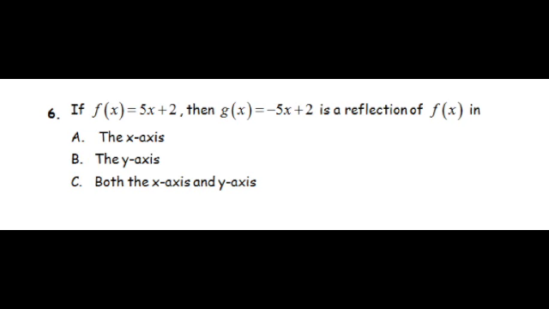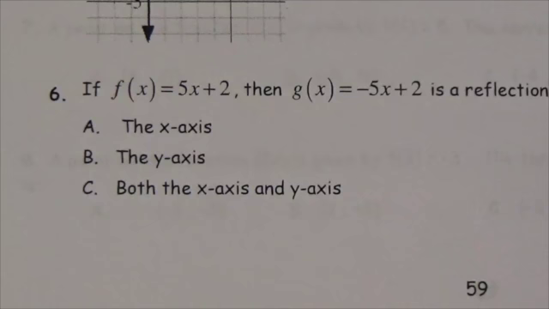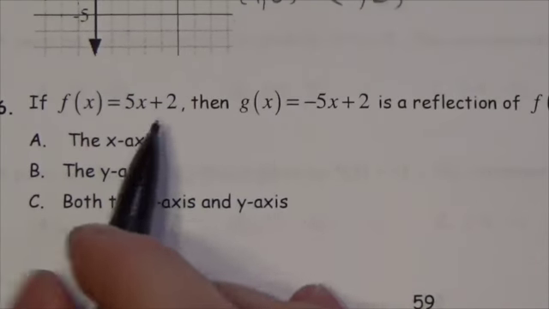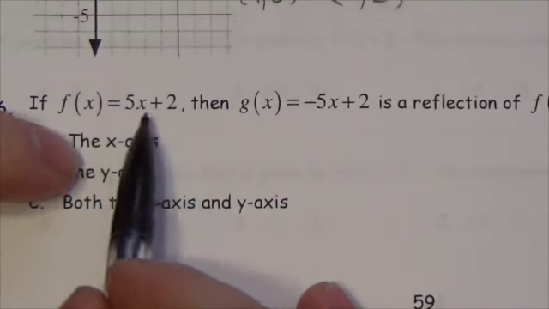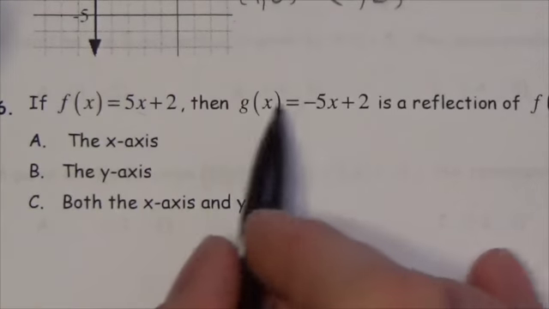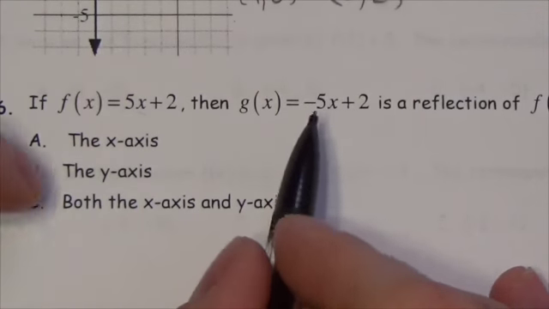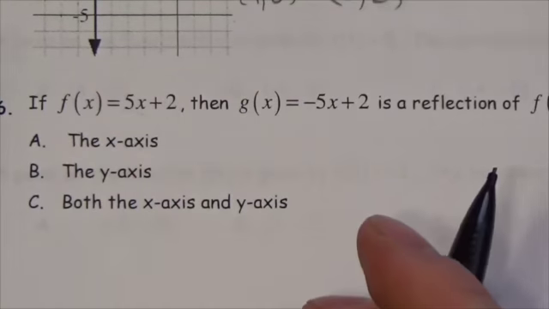If f of x is equal to 5x plus 2, then g of x is equal to negative 5x plus 2 is a reflection of f of x over which axis? Okay, now this one can be really confusing here, because notice what's going on. I've got f of x is equal to 5x plus 2, g of x is equal to negative 5x plus 2. I can see this negative up front here.